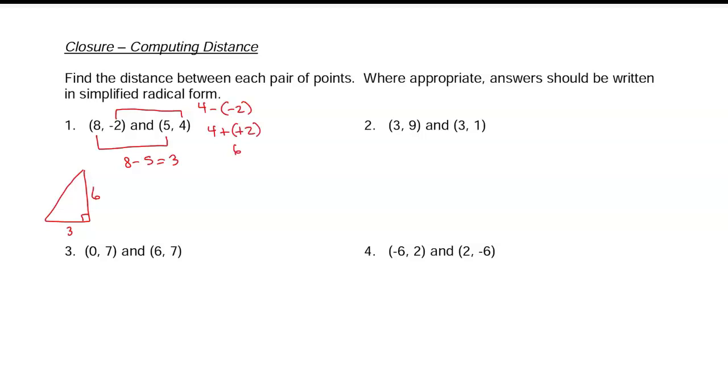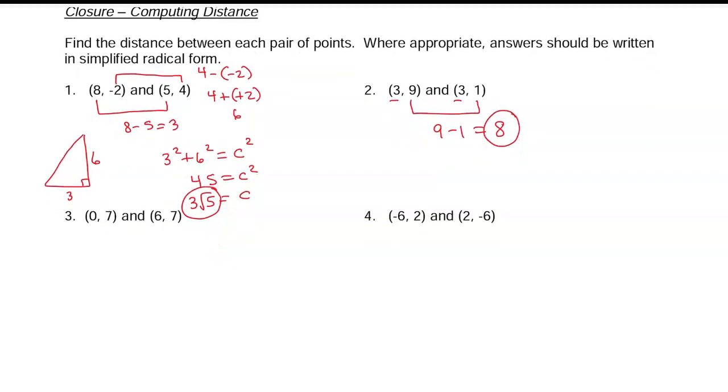So the other leg has length 6, and that means I'm going to have to use Pythagorean theorem because that is not a triple. So 3 squared plus 6 squared equals c squared. 45 equals c squared. So c equals 3 root 5. Number 2, the x coordinates are the same. I'm going to check the distance between the y coordinates. 9 minus 1 is 8. So that's the distance between the points.